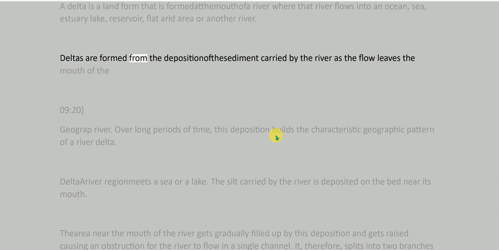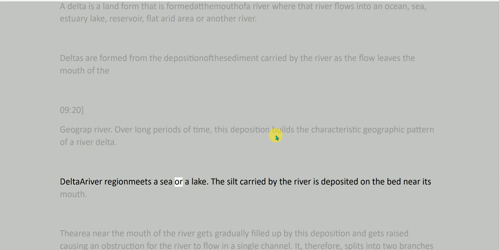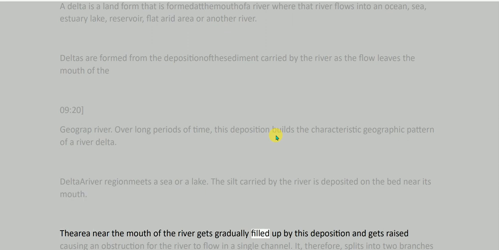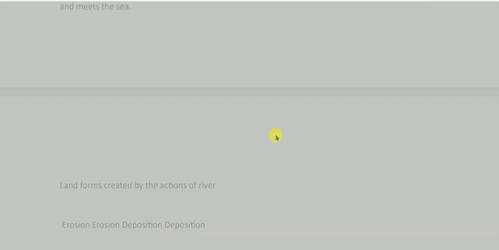Deltas are formed from the deposition of the sediment carried by the river as the flow leaves the mouth of the river. Over long periods of time, this deposition builds the characteristic geographic pattern of a river delta. A delta region is where a river meets a sea or a lake. The silt carried by the river is deposited on the bed near its mouth. The area near the mouth of the river gets gradually filled up by this deposition and gets raised, causing an obstruction for the river to flow in a single channel. It, therefore, splits into two branches and meets the sea.